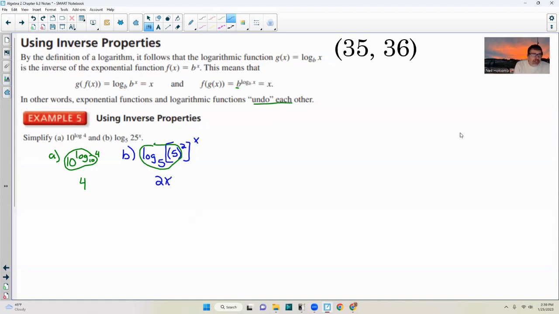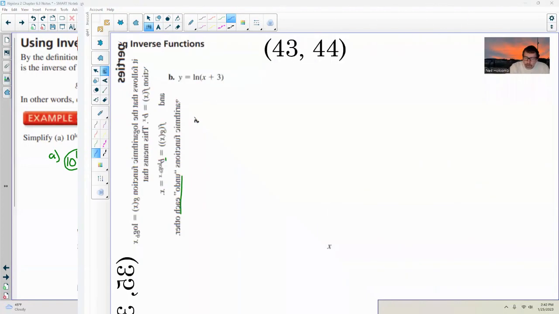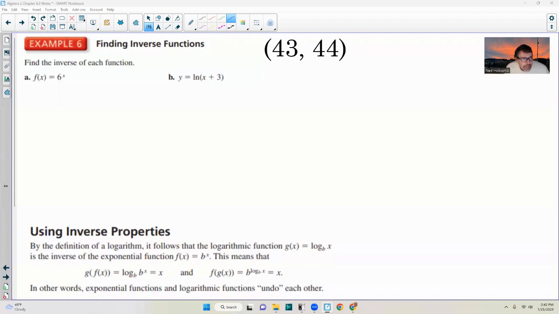Okay, so that is inverse properties. Now you should be able to do problem numbers 35 and 36. Example 6 is finding the inverse functions. It says find the inverse of each function. So we have f of x equals 6 to the x. And I brought in the inverse properties from the last page because it's new, so we can revert back to it without changing the page.